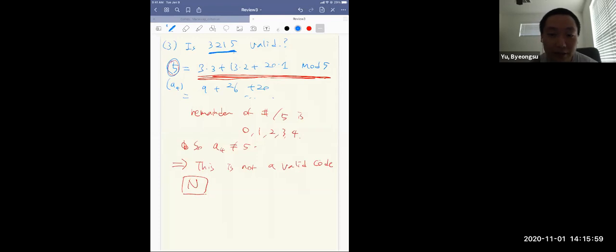Okay, then let's deal with number 4. In number 4, we catch the single digit error of third digit. Explain your answer. It requires some more pages, so I just write down here. This catches the single digit errors on third digit.